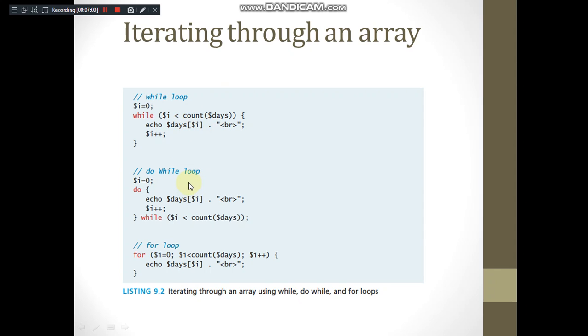We can make use of a do while loop also in a similar manner, whereas the condition is checked after the body here. The for loop is also similar to that of C. What we do is $i is assigned 0, that is the first element, and it goes till the end of the array. $i is incremented by 1 every time. So $i is less than count of $days, that gives you the length of the array. Each time $days of $i is getting displayed. This is almost similar, except that we are making use of a dollar sign in front of the variable name. That is mandatory in case of PHP variables.